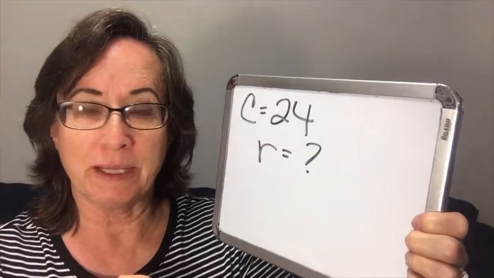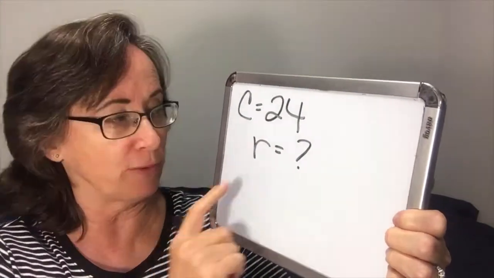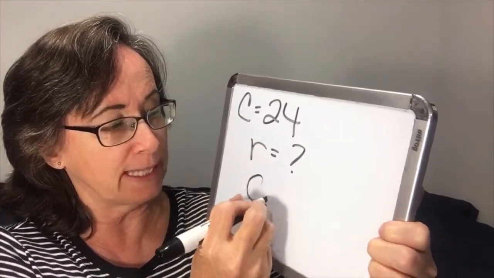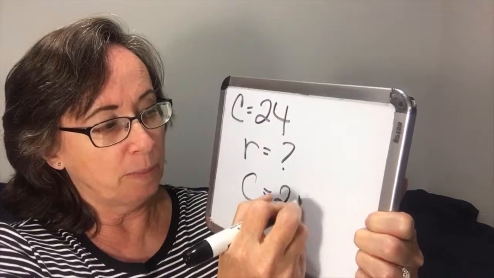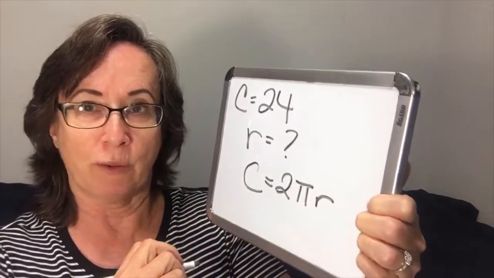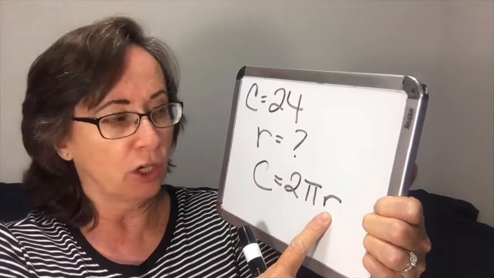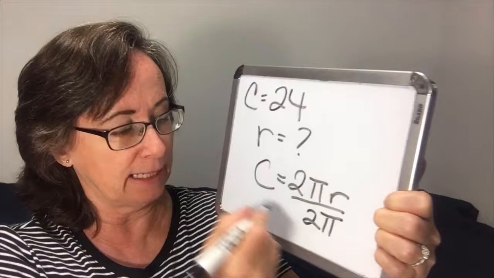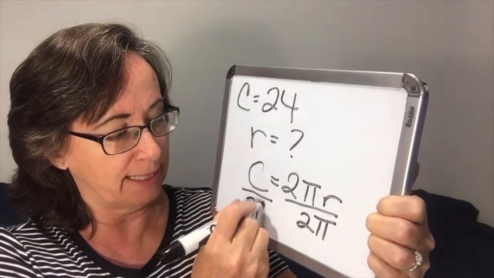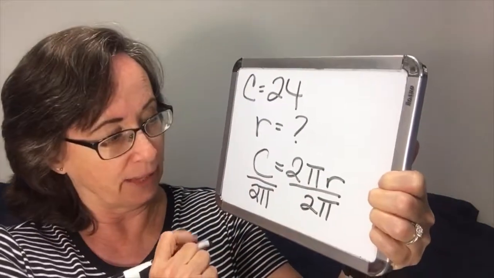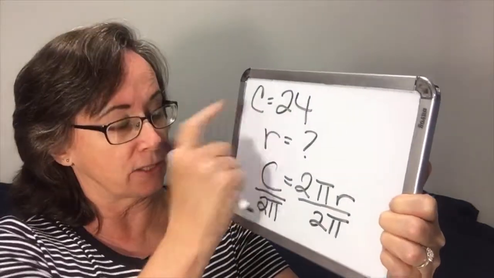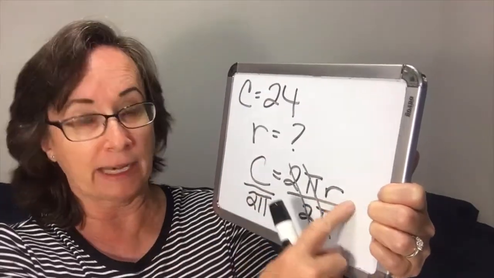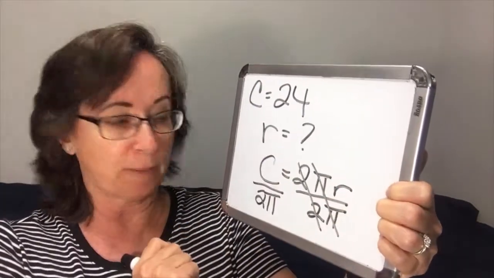All right, let's do another one. We have circumference is 24. What is r? Well, we know circumference is 2 pi r. So if we wanted to solve for r, could we divide by 2 pi on this side and divide by 2 pi on this side? We could. So we know the circumference is 24. When the 2 and the pi cancel, I would be left with r, and r is what I'm trying to find.